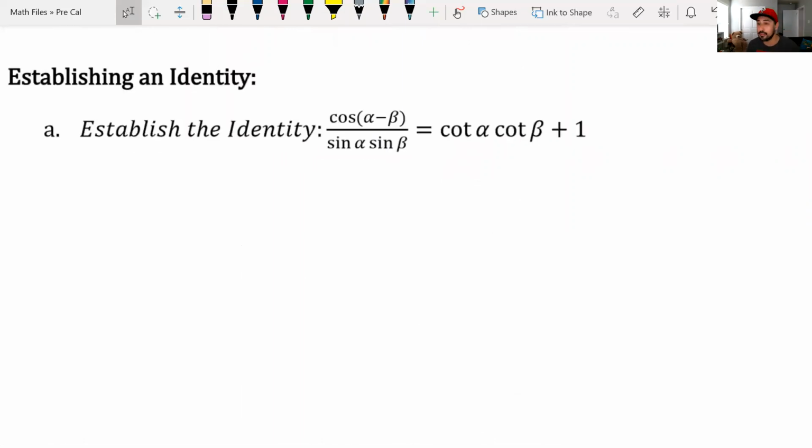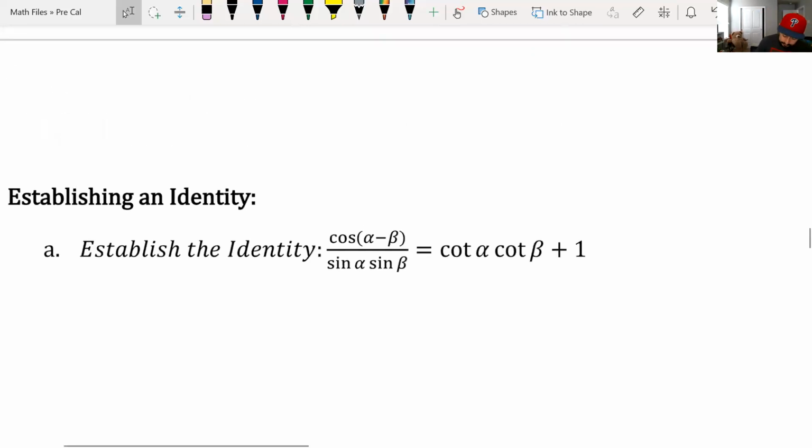So now we're back to proving identities using sum and difference formulas. So we want to establish the identity that cosine alpha minus beta over sine alpha sine beta is equal to cotangent alpha cotangent beta plus 1. Okay. So for identities, choose the more complicated side or more complicated looking side. And for this one, of course, it's going to be the left side. You could definitely prove this one by the right side, but let's go ahead and do this one by the left side.